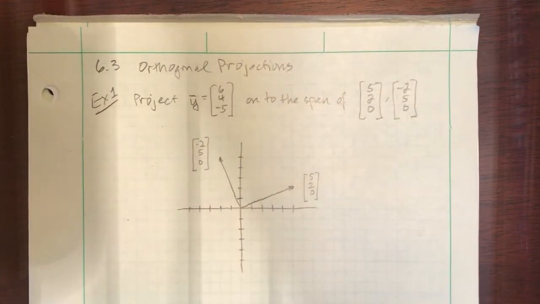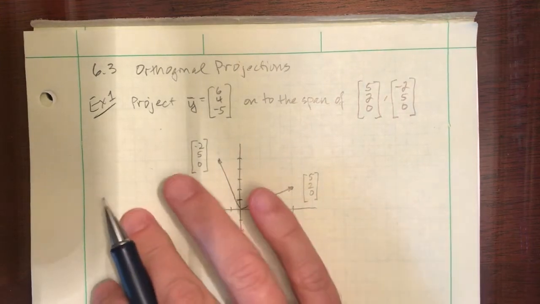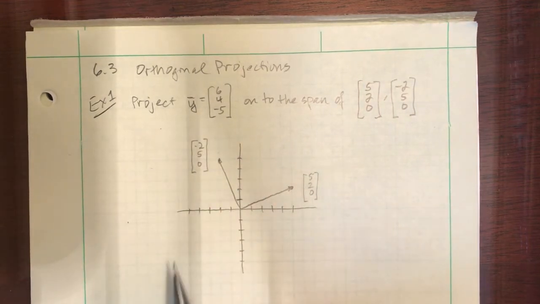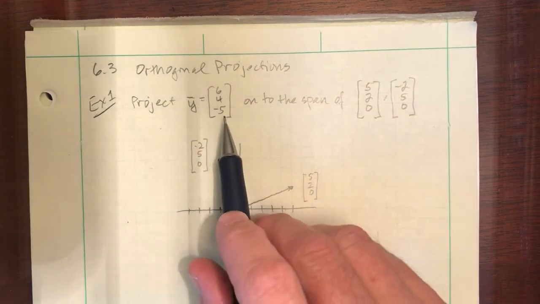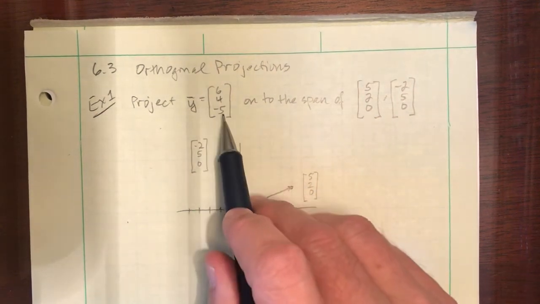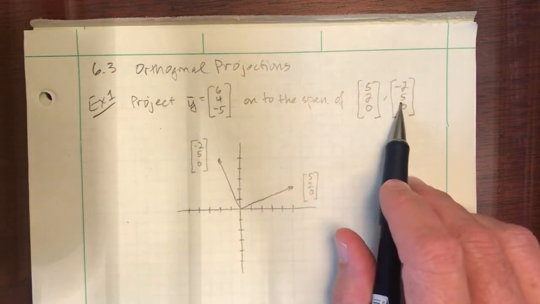So let's take a look at these orthogonal projections in section 6.3. I want to help give you a kind of intuitive feel with this first example. And the question is, can you project this vector in R3 onto the span of these other two?